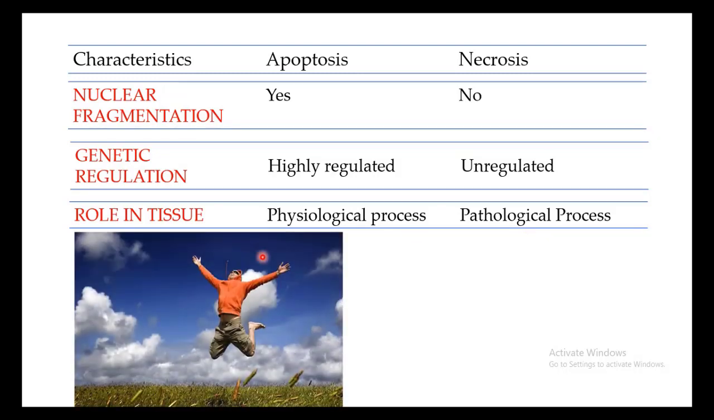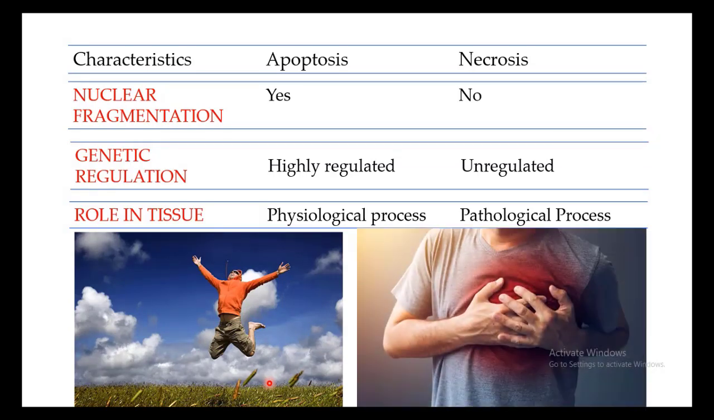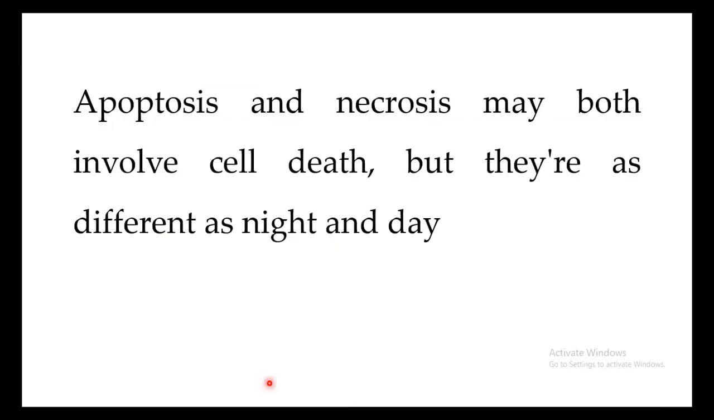If you are going through the process of the apoptosis, your body, your cell, they are very much happy, they are flying in the air. And when you talk about the necrosis, you do not like the process of the necrosis because that is a pathological process. So if I give you the differences between the two in a single sentence, the apoptosis and the necrosis, they both involve the cell death. In the apoptosis, the cell goes to death. In the process of the necrosis, it goes to death, but they are as different as night and day from each other. So these are the major differences between the apoptosis and the necrosis.